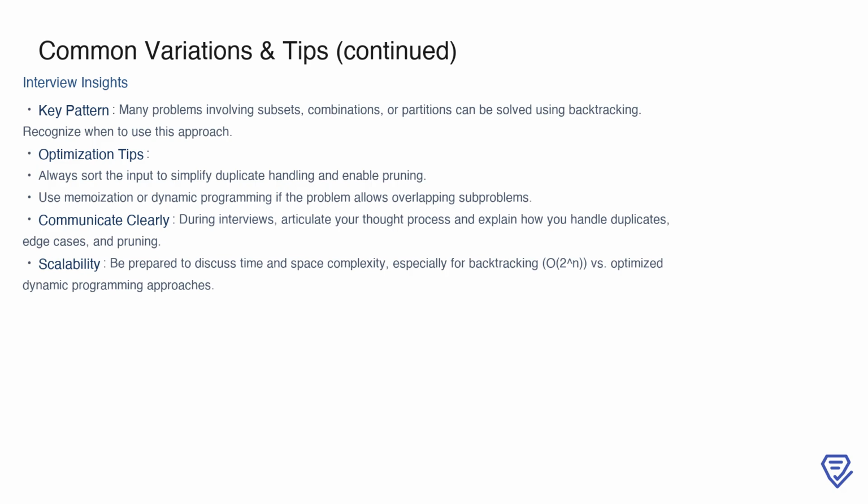During interviews, it's also important to communicate your thought process clearly. Explain how you handle duplicates, edge cases, and pruning as you go through the solution. Finally, be prepared to discuss the scalability of your approach. For example, backtracking typically has exponential time complexity, 2 to the power of n, but you should also be able to compare it to dynamic programming approaches in terms of both time and space complexity.